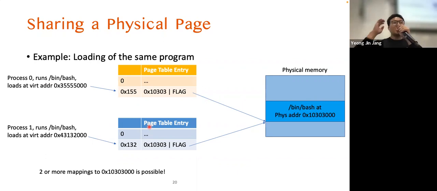You can think of this example as, suppose you have multiple Google Chrome tabs, and all the Google Chrome tabs need to load Google Chrome's code to run. But in the physical memory, there is only one copy of that Google Chrome code, and it shares the mapping between multiple processes by having a different virtual address for each of them.